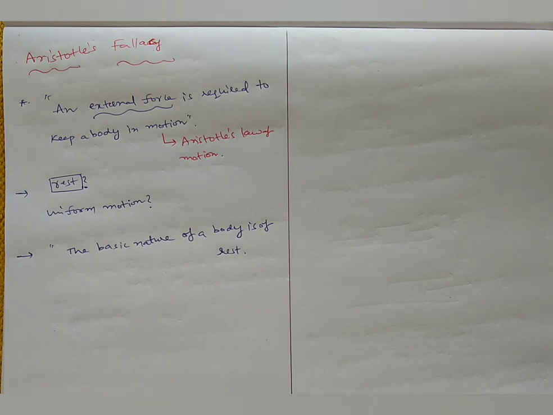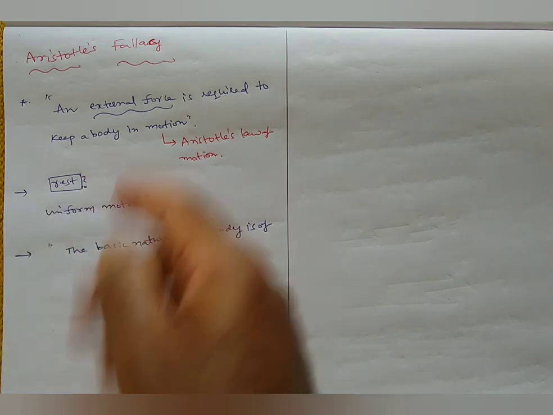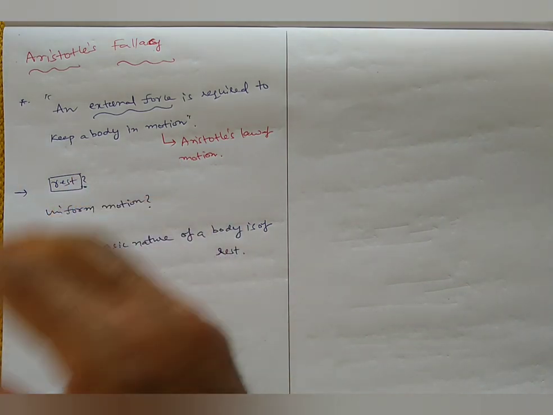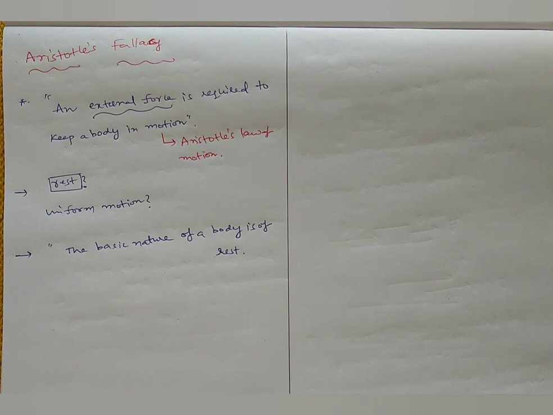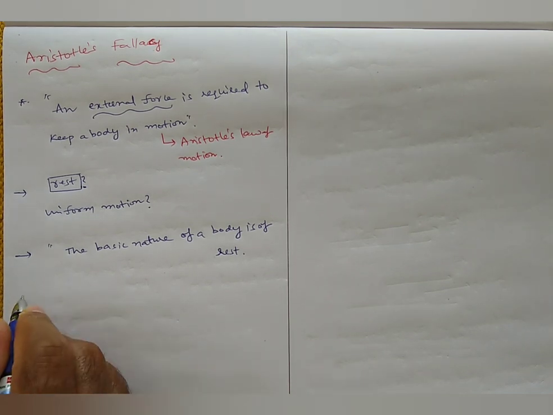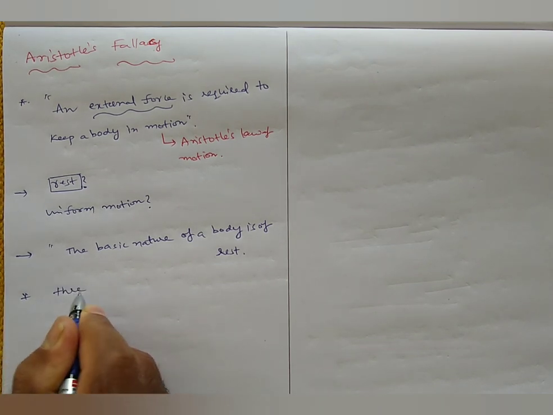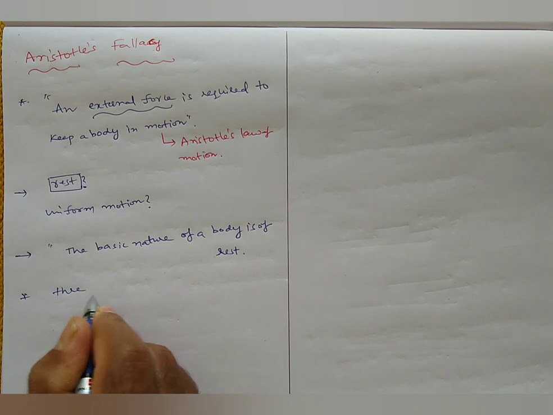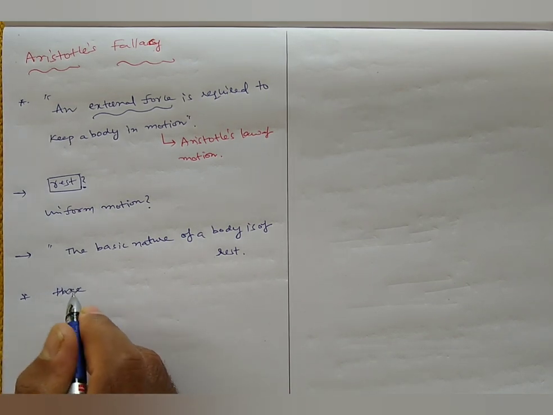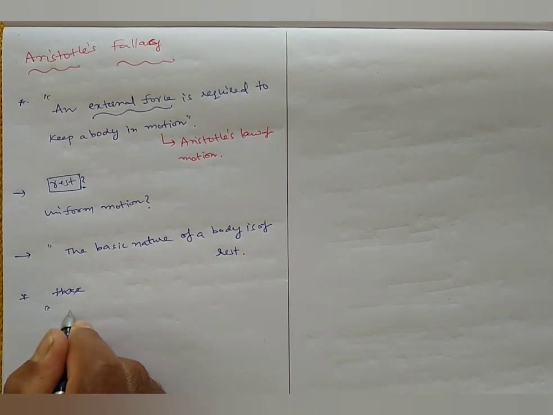So he did not give the proper reason. That's why it is called Aristotle fallacy. He explained the motion of the body, but he did not explain it completely, perfectly. So here there must be some reason. Aristotle did not explain the reason.